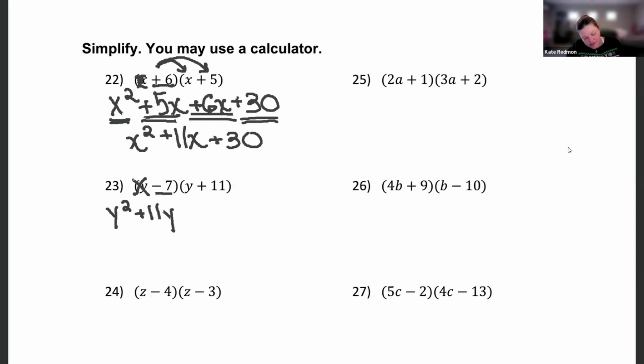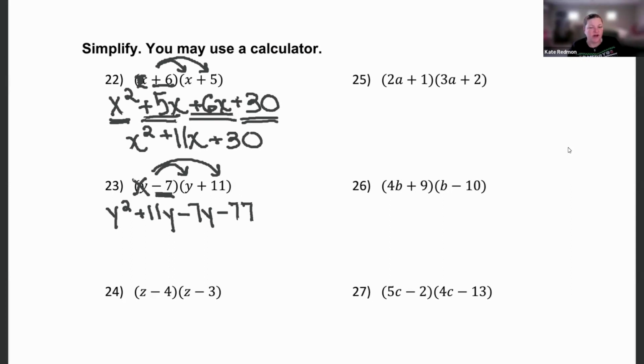Now let me pick up the second term, the next term in the grouping. I'm going to take its sign with it. When I multiply, I read that as -7. So -7 times y is -7y. And -7 times positive 11 is -77. New expression is y squared plus 11y minus 7y minus 77.